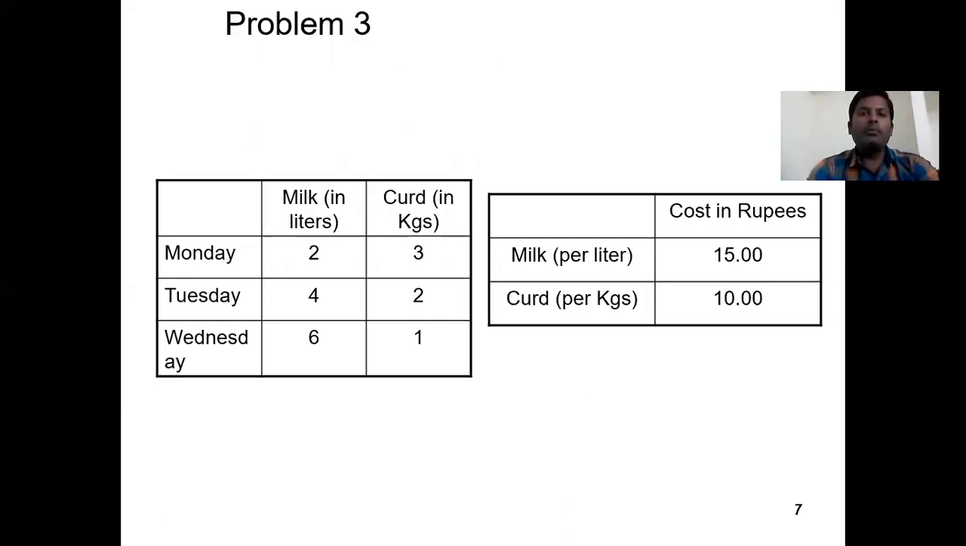Here is problem number 3. We are given Monday, Tuesday, Wednesday, with milk in liters and curd in kgs. On Monday, milk is 2 liters and curd 3 kgs. Tuesday, milk 4 and curd 2. Wednesday, milk 6 and curd 1 kg. Now we write the cost in rupees. Milk is 15 rupees per liter and curd is 10 rupees per kg.